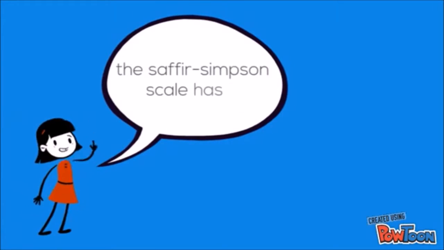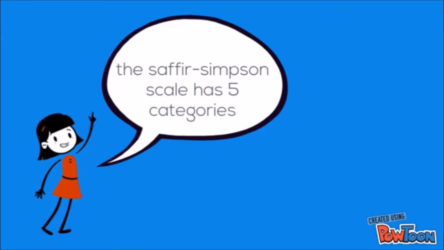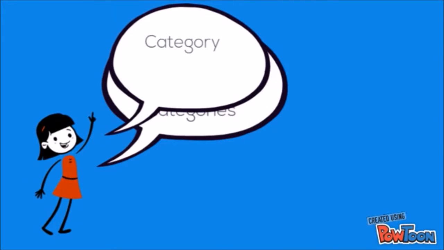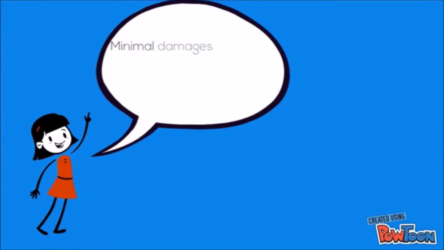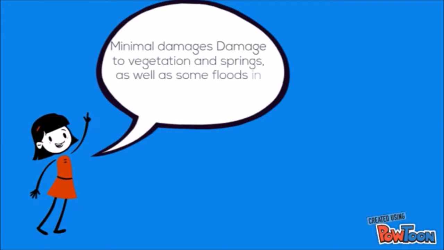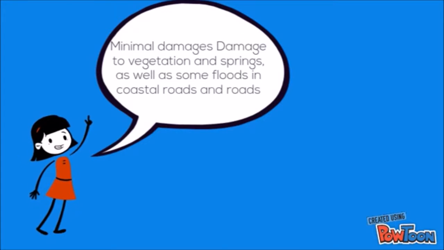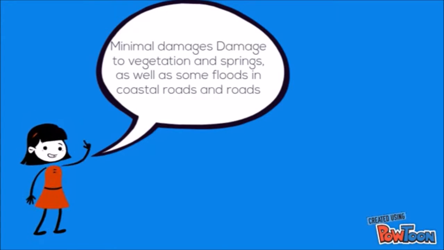The Saffir-Simpson scale has 5 categories. Category 1, between 118 and 152 kilometers per hour. Minimal damage, damage to vegetation, as well as some floods in coastal roads.